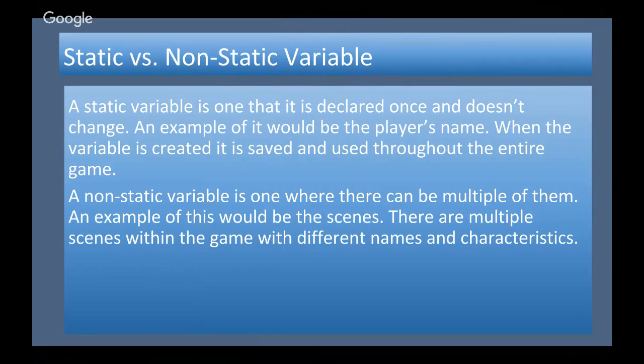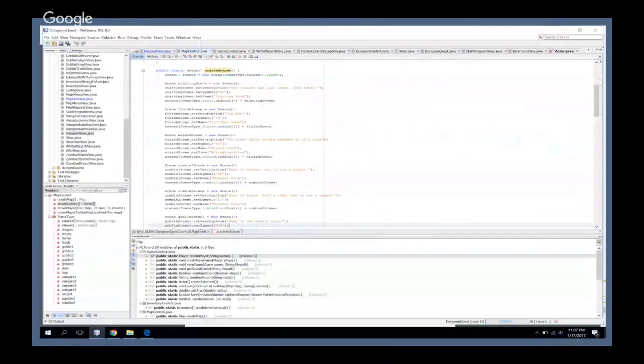A static variable, in short, is one that's declared that doesn't change throughout the entire game. So an example of that would be like the player's name. In our game, at the beginning, we ask what's the name of who's playing, and that's used throughout the rest of the game. It doesn't change. However, a non-static variable is one where there can be multiple of them. So a great example of this would be with the scenes. Like in our game, we have multiple scenes where you interact with different enemies or different aids throughout the time.